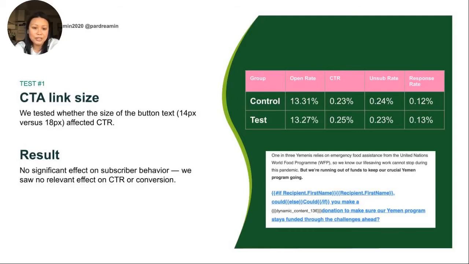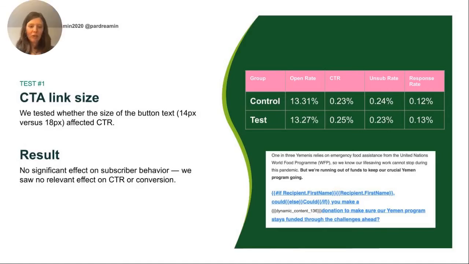Click-through rates were about the same, and it didn't really affect our conversion into making a donation. So we just decided to keep our link sizes the same and have it consistent. But that is just one example of an easy test that you can run. It's not very difficult to implement.